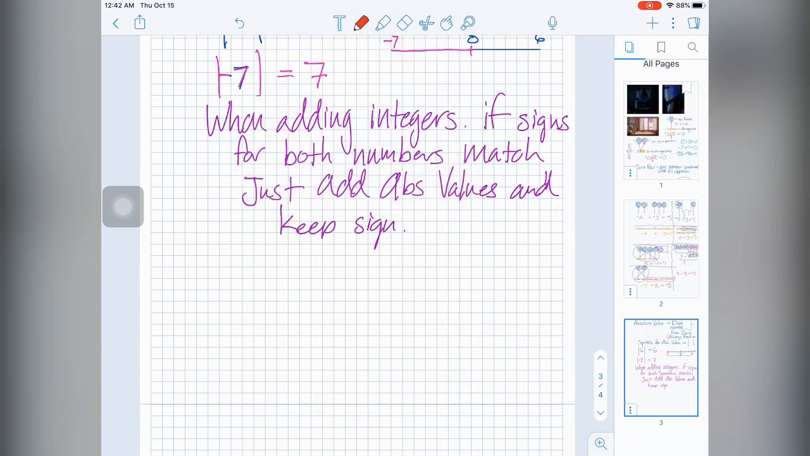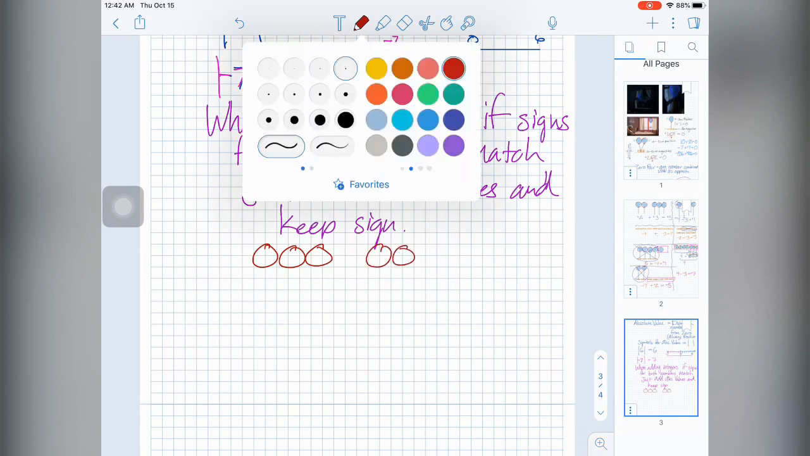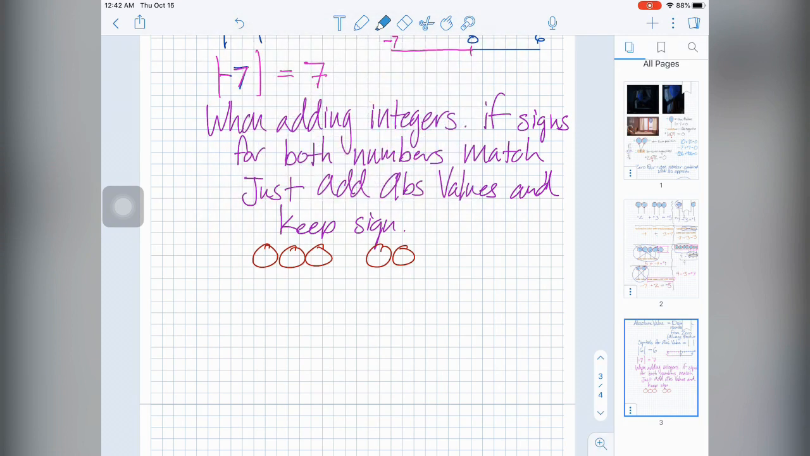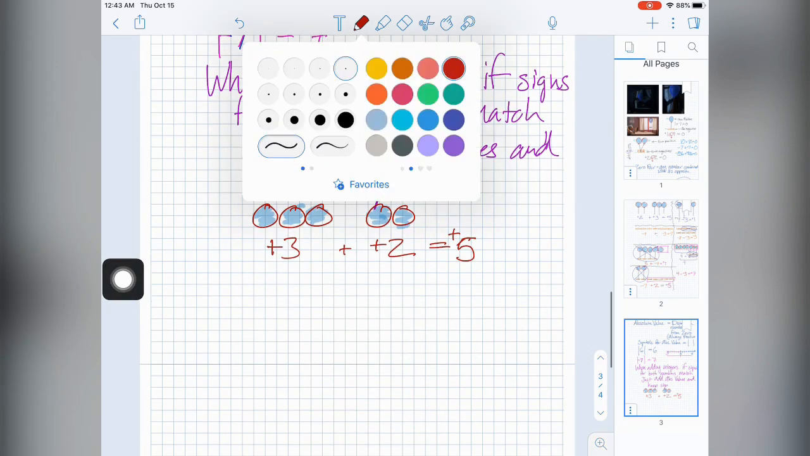So for instance, if I go back up to my balloons and I see that I'm adding 1, 2, 3 and 1, 2, when I'm doing 3 plus 2, this is positive 3 plus positive 2. I'm going to add the absolute values of this. What's the absolute value of positive 3? 3. What's the absolute value of positive 2? 2. 3 plus 2 equals 5. So I know my number is going to be a 5, and then I'm going to keep the sign. These are positive, so my answer is going to be positive.